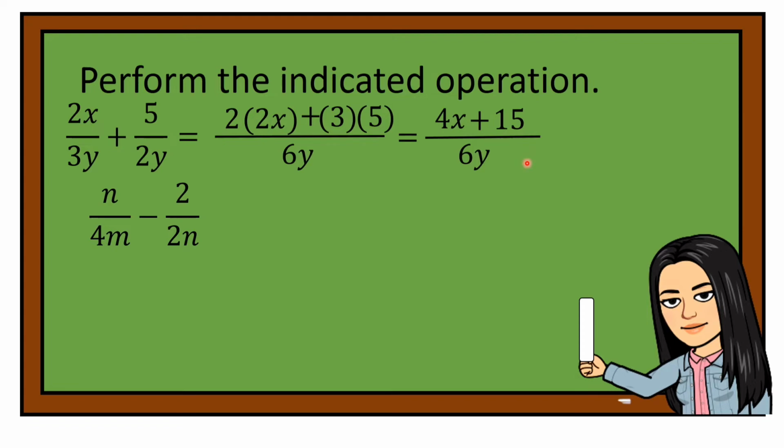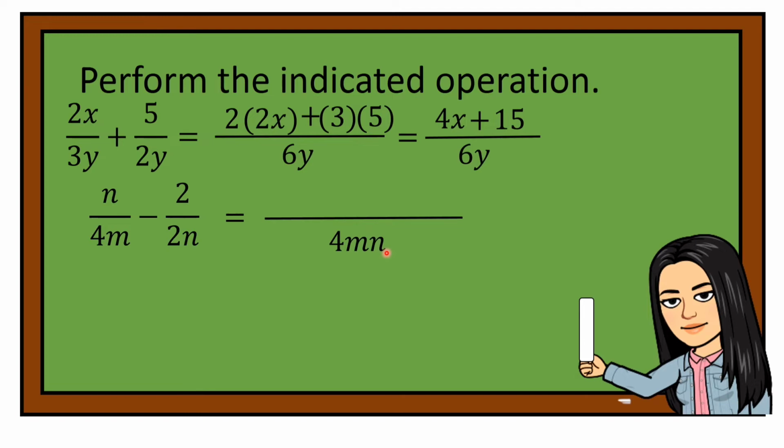Another example, n over 4m minus 2 over 2n. That would be equal to, the LCD is 4mn. So we get 4 because the least common multiple of 4 and 2 is 4. And the variables existing in both denominators are m and n. So 4mn is our least common denominator.